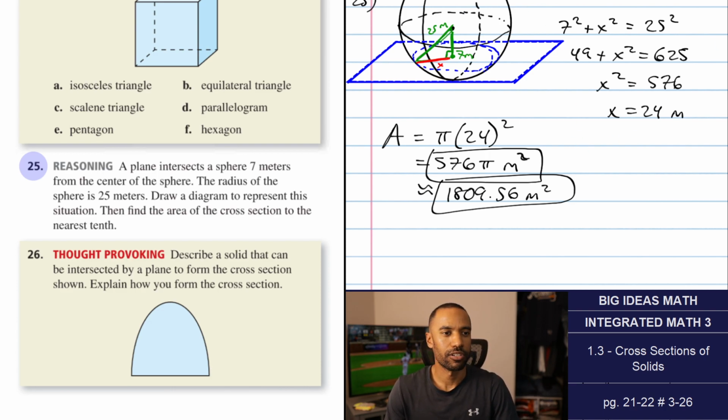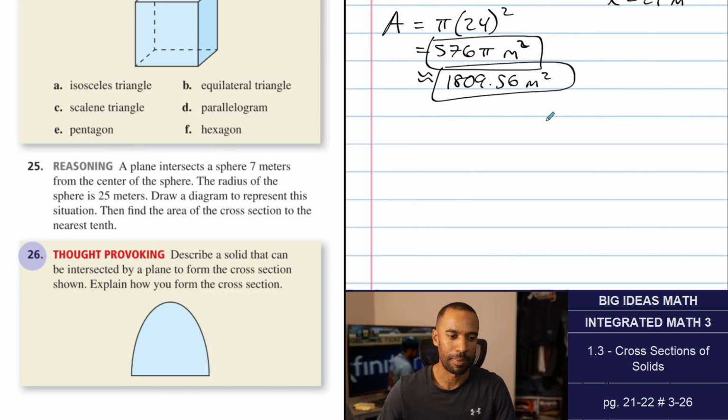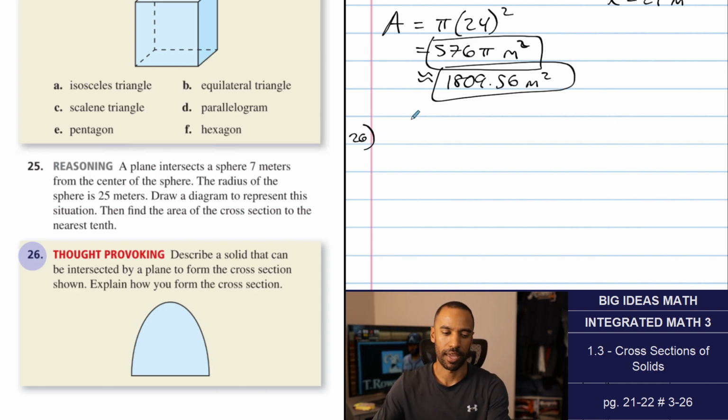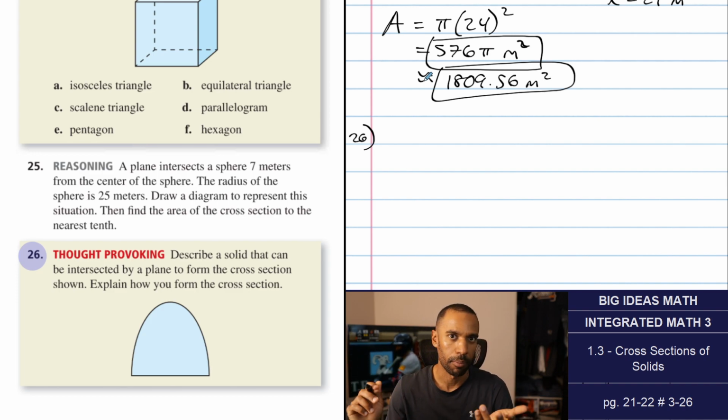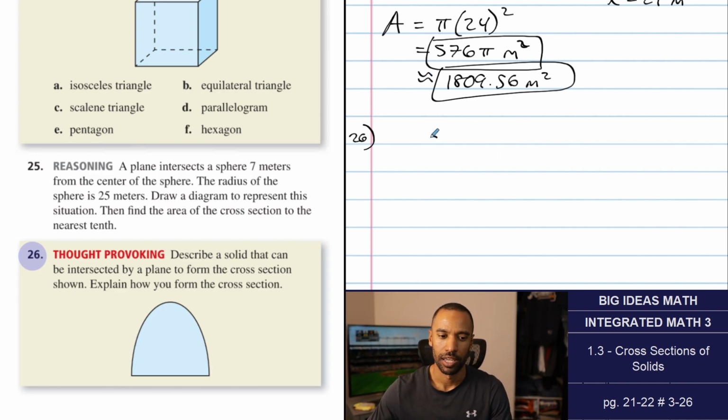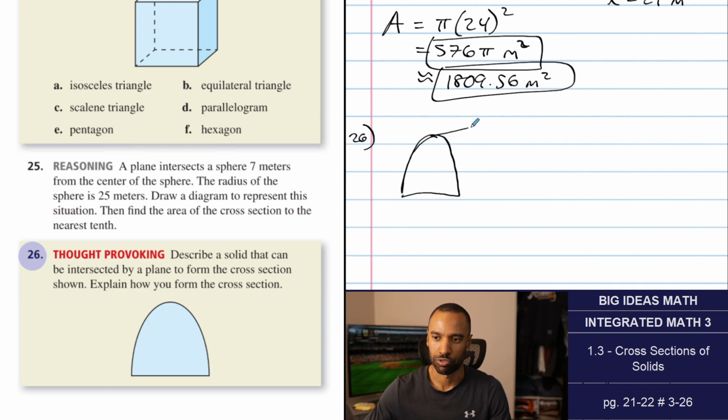Okay, there's that one. Let's finish off with number 26, thought-provoking. Describe a solid that can be intersected by a plane to form the cross-section shown. Explain how you form the cross-section. Well, that's not completely circular, so I can't call it a semi-cylinder. You could do a lot of different things with that. There are two that come to mind. One is kind of a cylinder. Think of an airplane hangar.